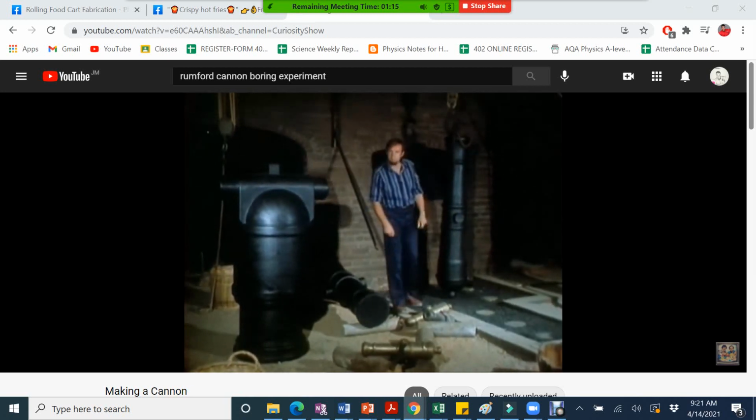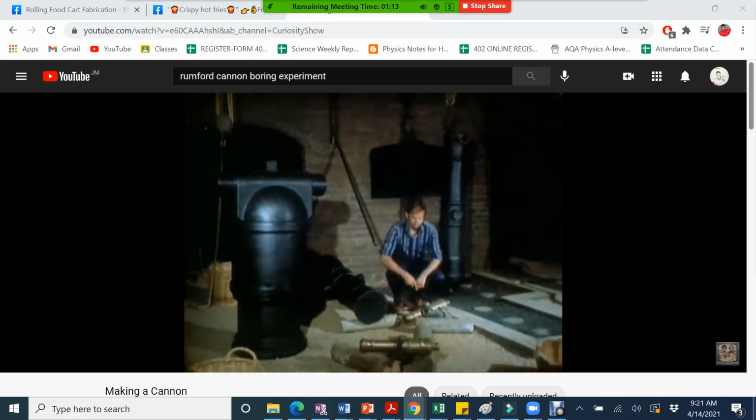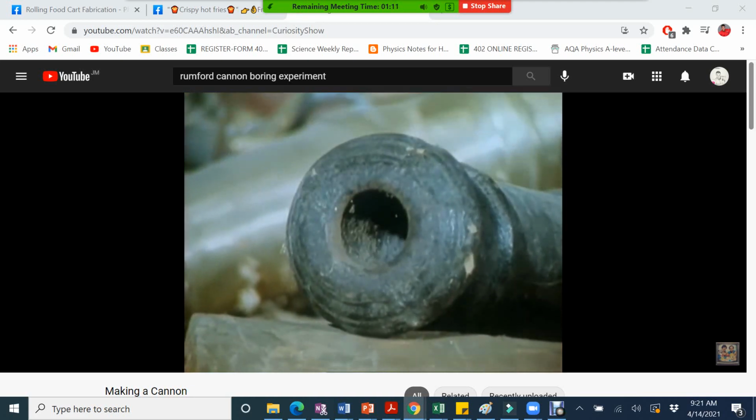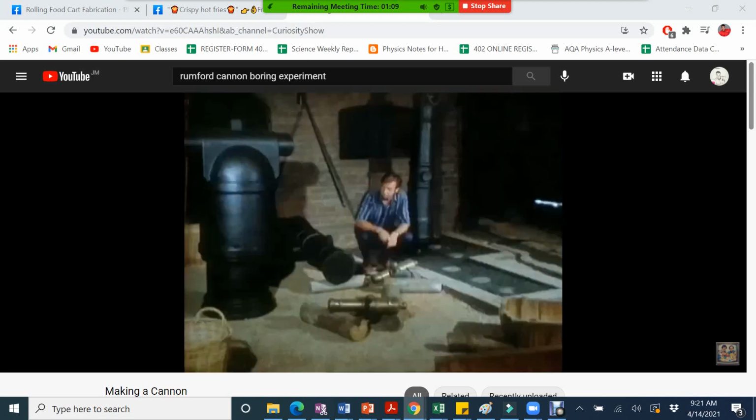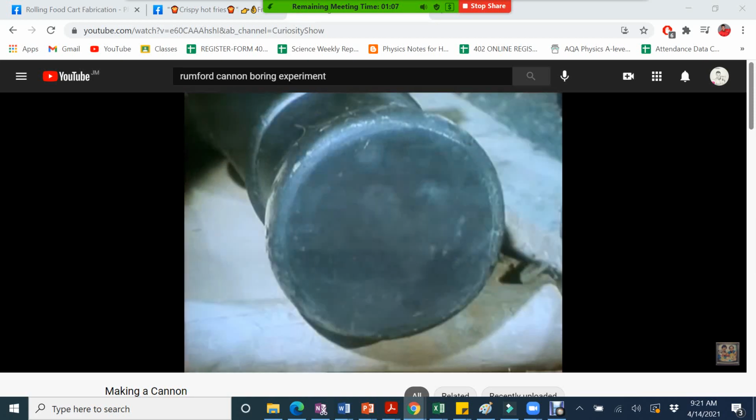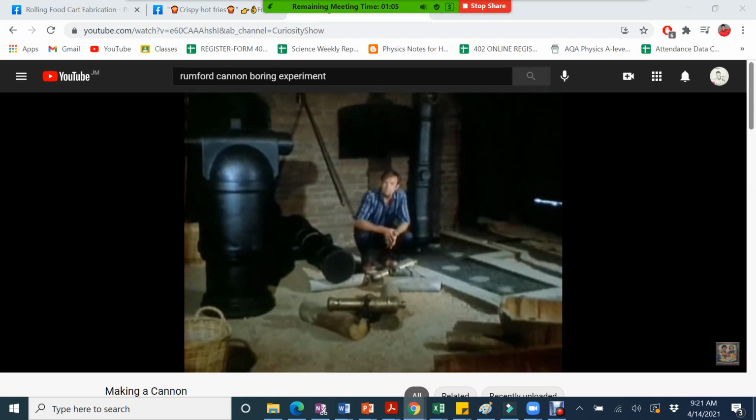Now sometimes in the smaller cannon, the hole for the barrel was cast in the one operation. But for the best cannon, the truest cannon, it had to be drilled out. And that was done after a bit of finishing.